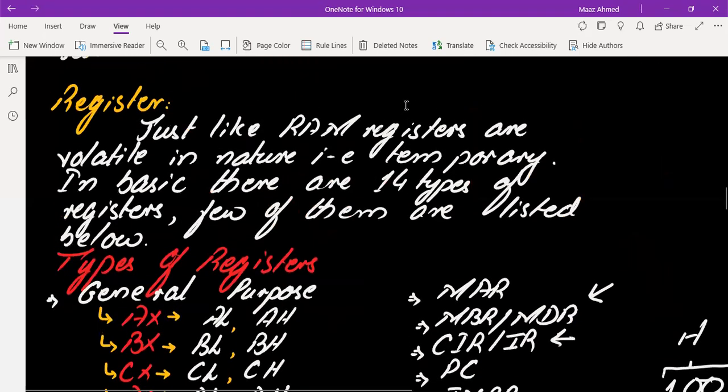Then we come to the registers. What are the registers? Just like RAM, registers are also volatile in nature. That means they are also temporary memory. As we shut down the power, anything stored in the registers will also be lost.